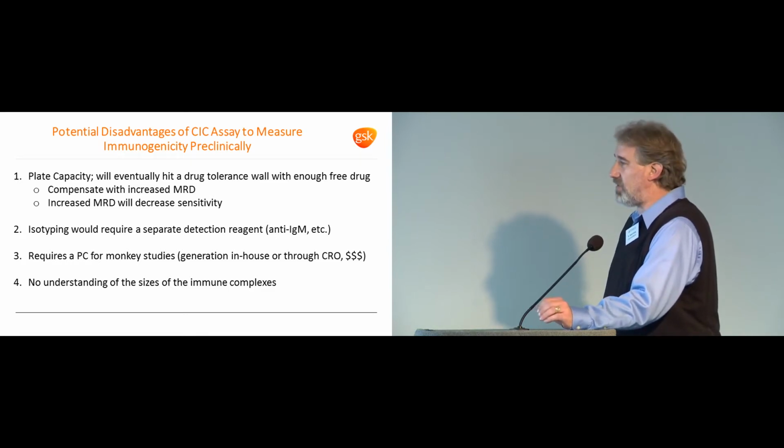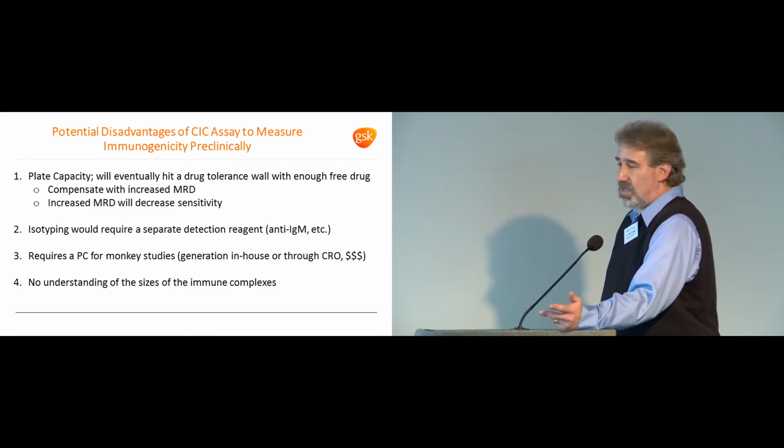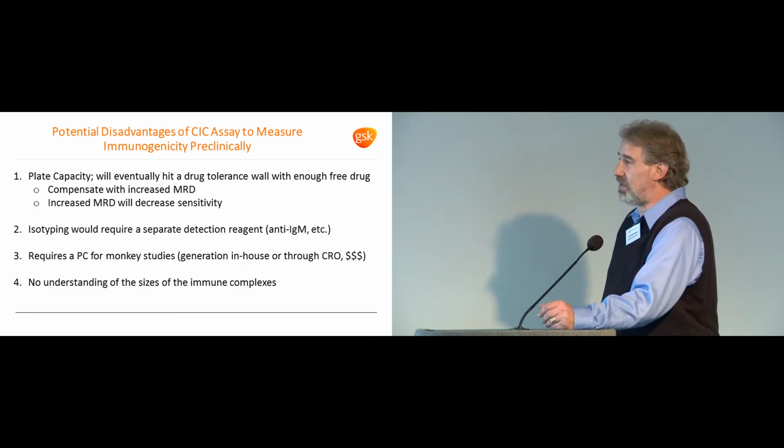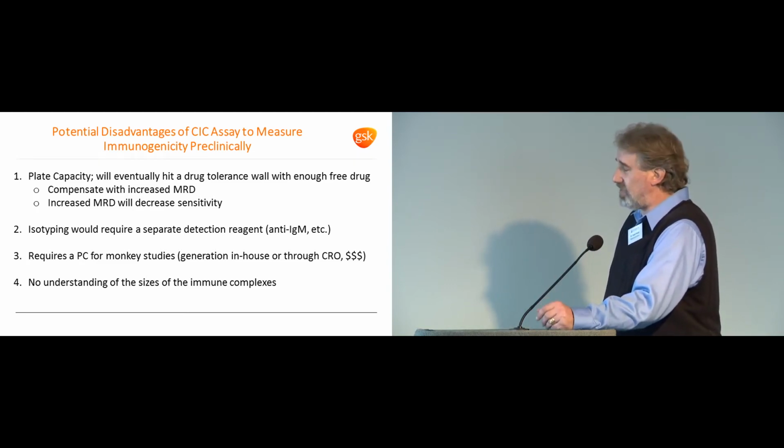We're not too worried about whether or not there's free ADA because the chances are the drug has already been cleared by the time we're able to pick up free ADA. Isotyping would require a separate detection reagent, an anti-monkey IgM reagent. That could certainly give you more information on your sample and the type of results that you're generating.